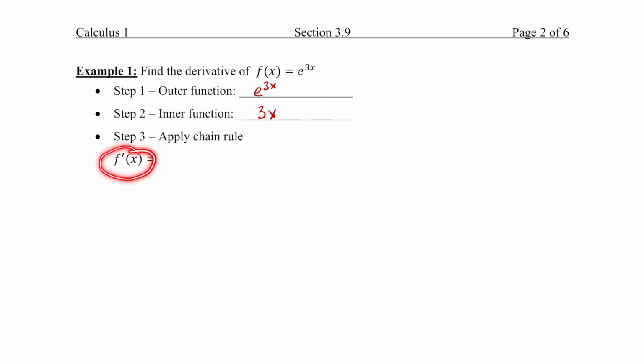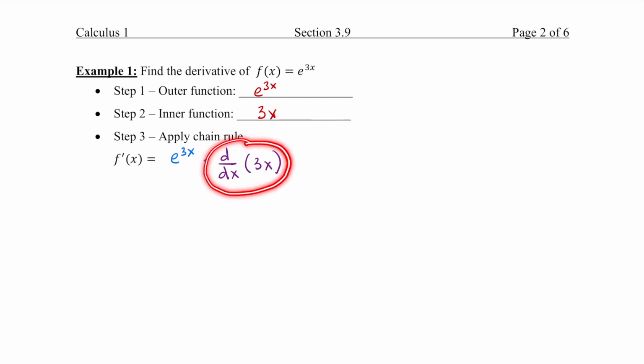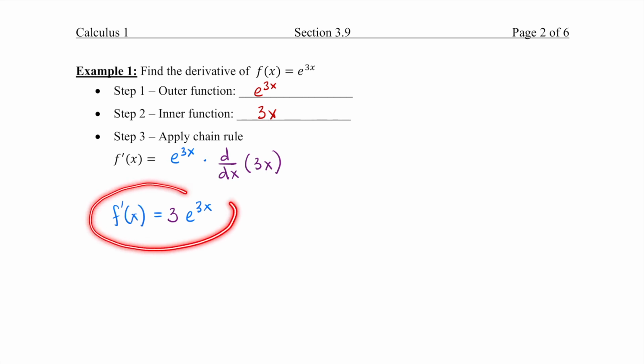To find f prime, we use the chain rule. We keep the original function and multiply by the derivative of the inner function. The derivative of 3x is 3, so we have 3 times e to the 3x. So the final answer is f prime of x equals 3 times e to the 3x.